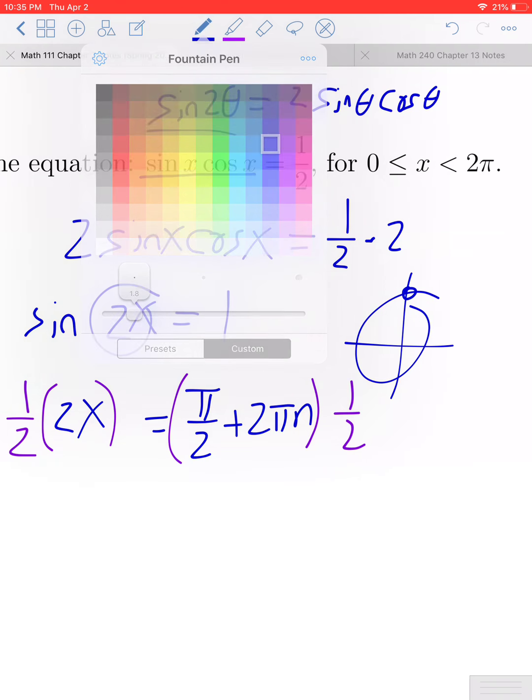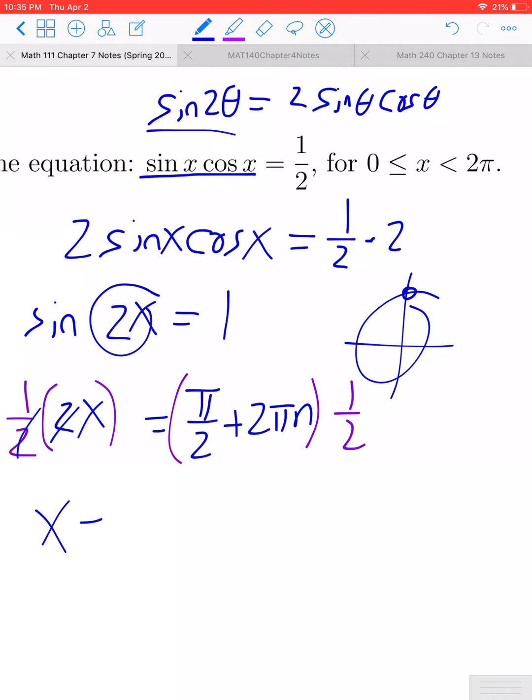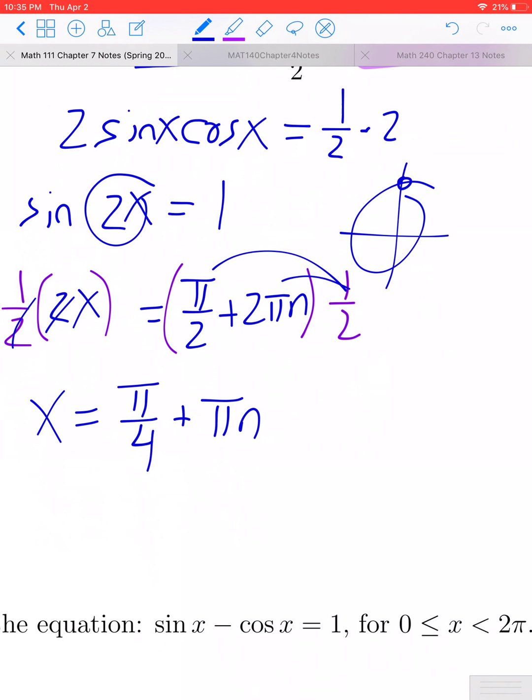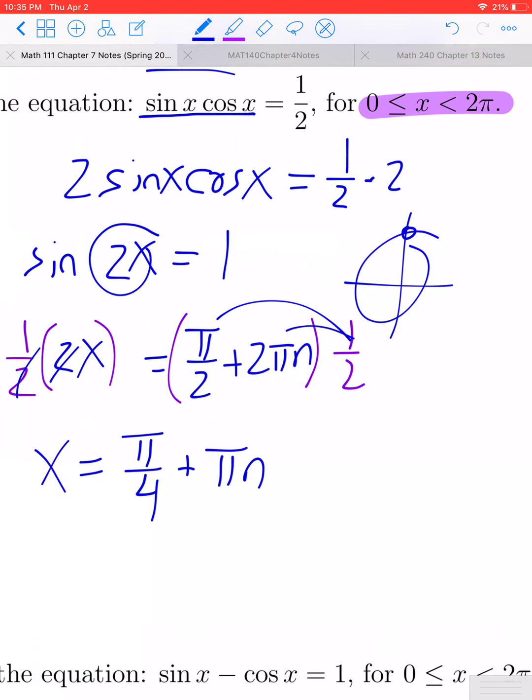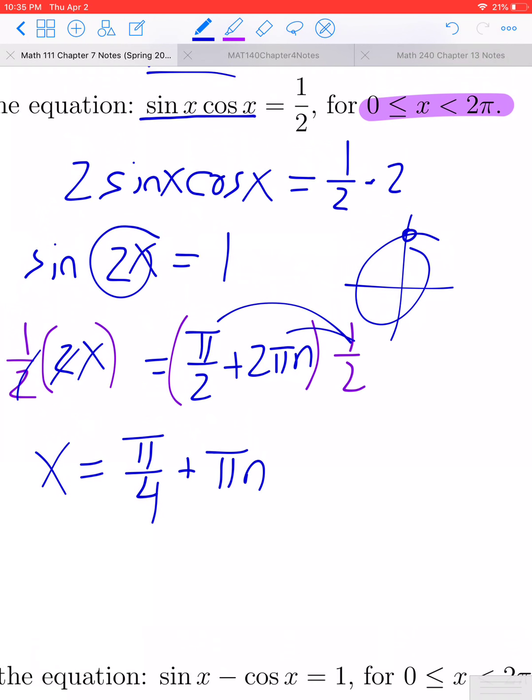And we get the following. The 1/2 and the 2 cancel, so we get x equals, distributing the 1/2 through, pi over 4 plus 2 pi n times 1/2 will just be pi n. So this would be all of the solutions, but we're particularly asked for the solutions between 0 and 2 pi. Now for the integer n, if n would be something like -1, -2, -3, etc., those would produce negative values for x, which wouldn't work because x has to be between 0 and 2 pi.